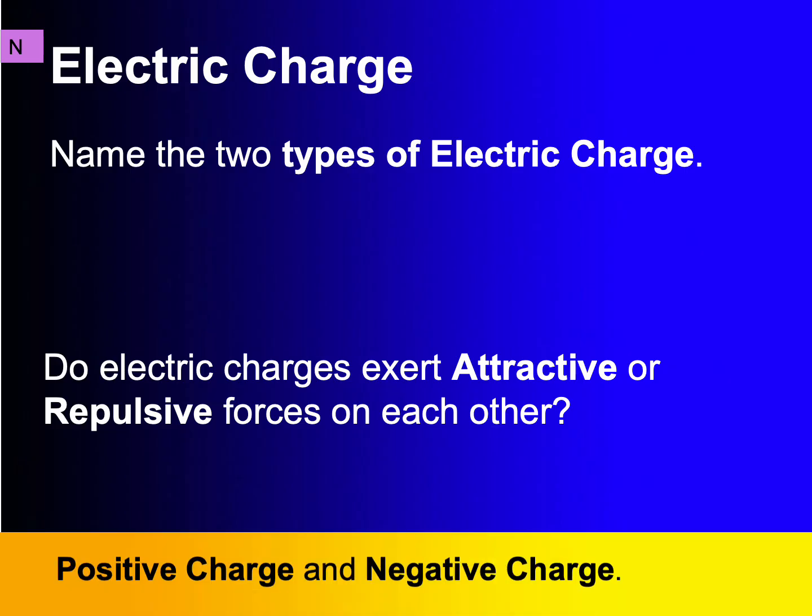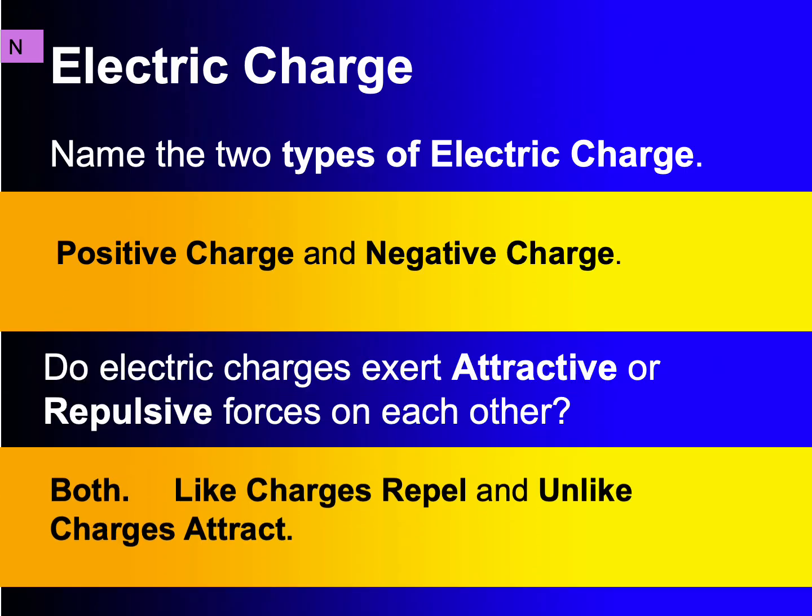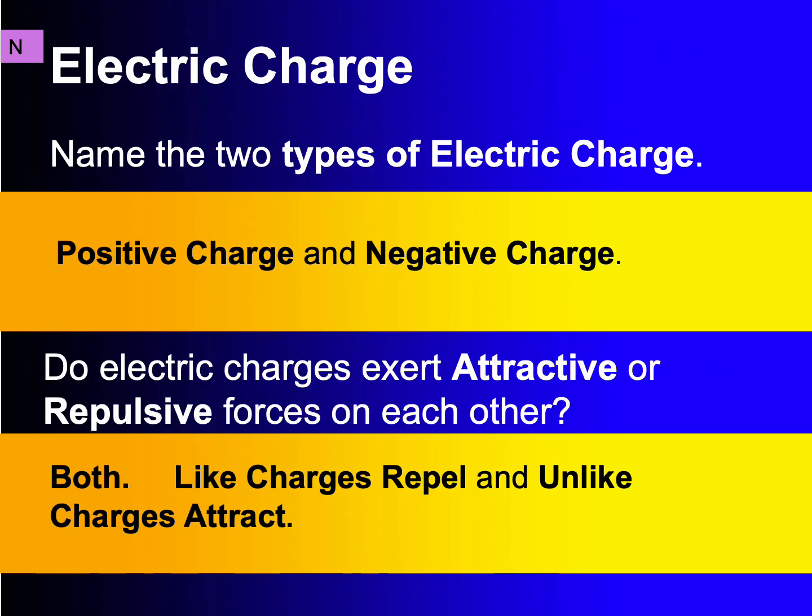We need to know the two types, very simple. The two types of electric charge are positive charge and negative charge. And do they attract or repel forces on each other? Both. So the like charges repel and unlike charges attract there. So just under a heading of electric charge, take down what's in the yellow boxes. Positive charge and negative charge. Like charges repel, unlike charges attract.